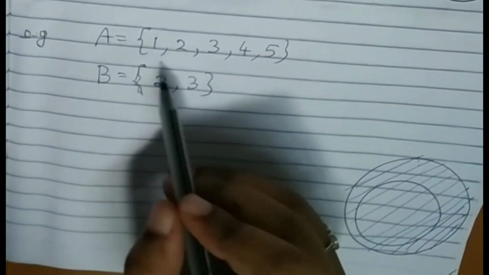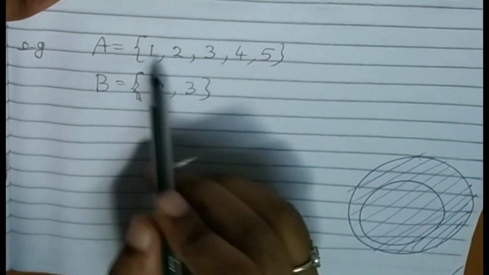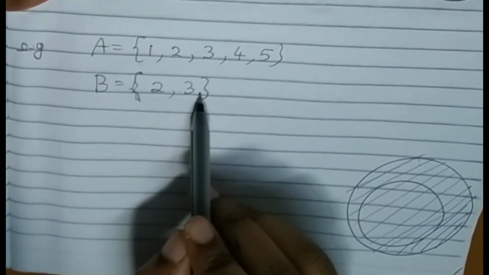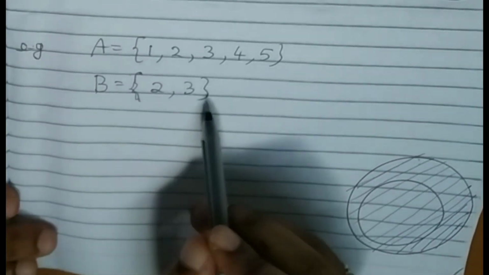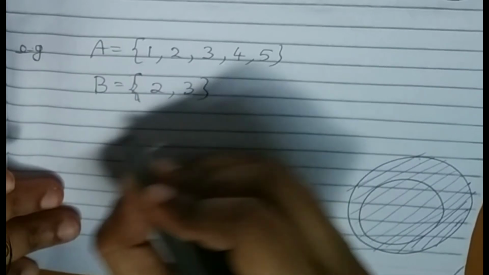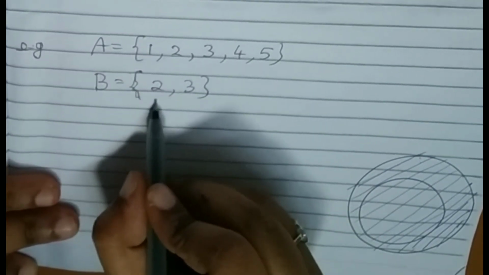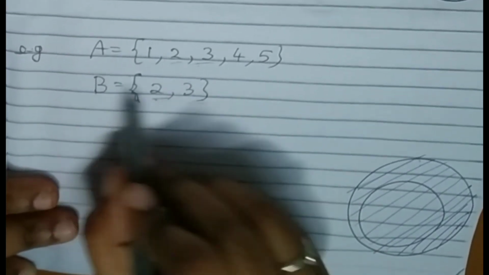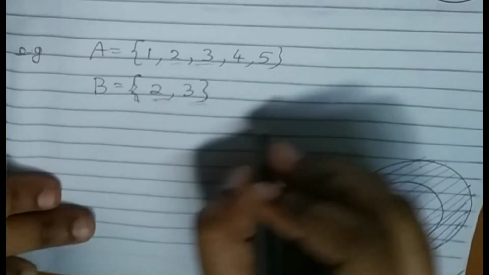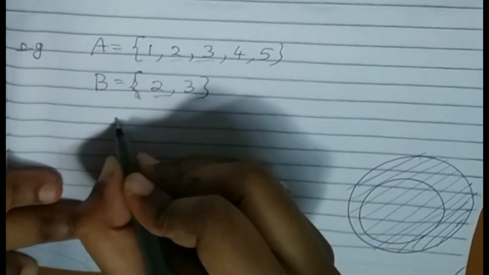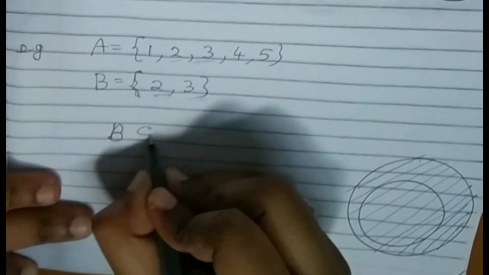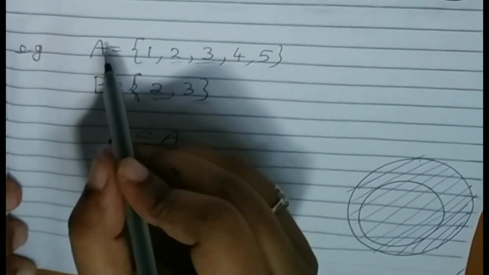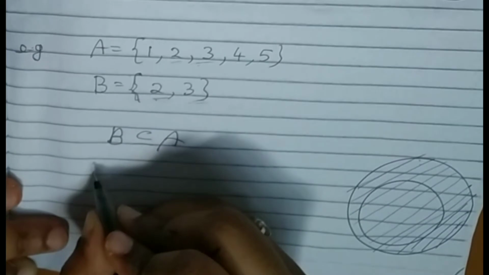Okay. Now see this example. Set A equal to 1, 2, 3, 4, 5 and B equal to 2 and 3. Okay. Now see this. The elements 2 and 3 are present here also. So it means every element of set B is in set A, right? Therefore B is a subset of A. B subset of A. Okay. Now if I want to find the union of A and B, what will we get?